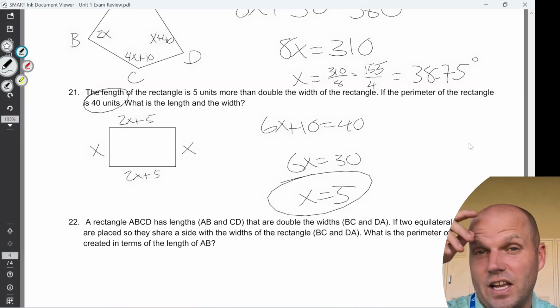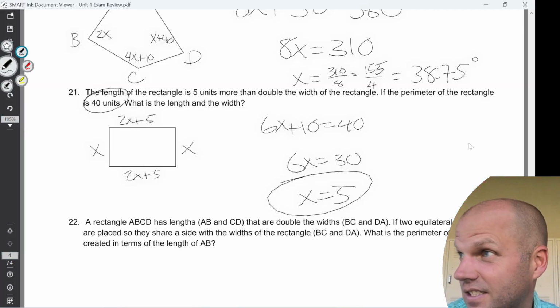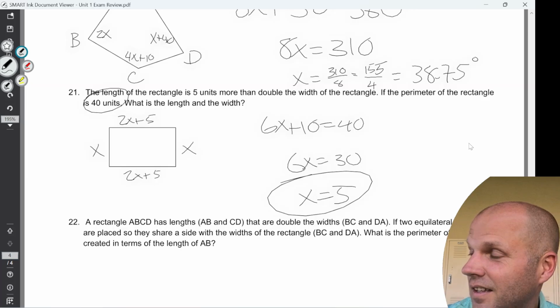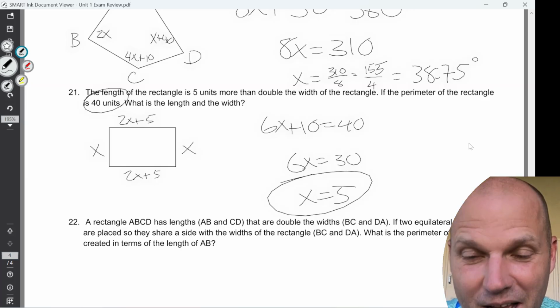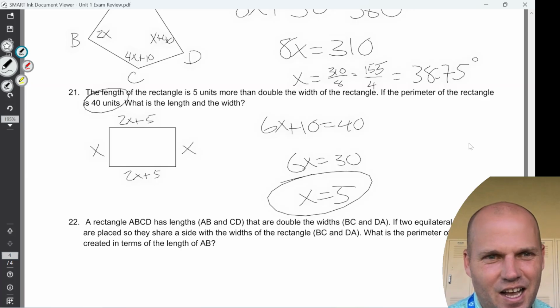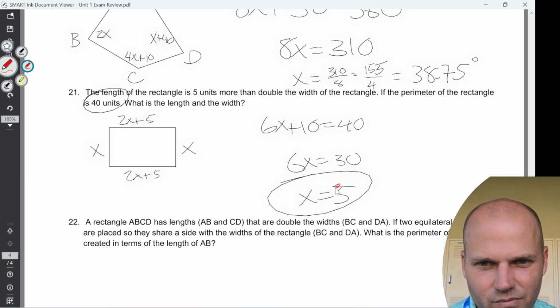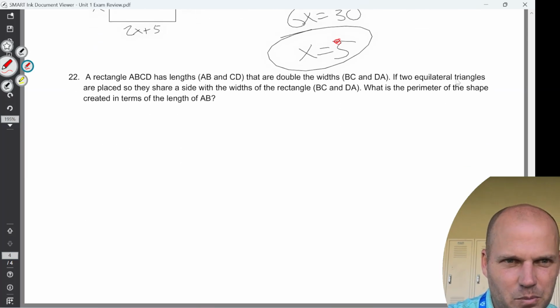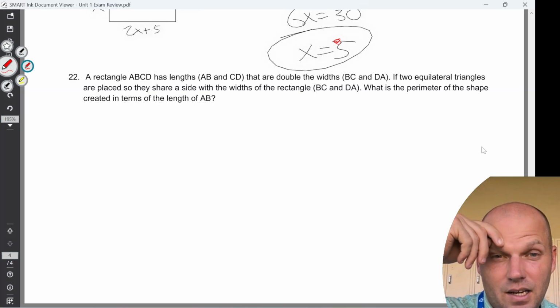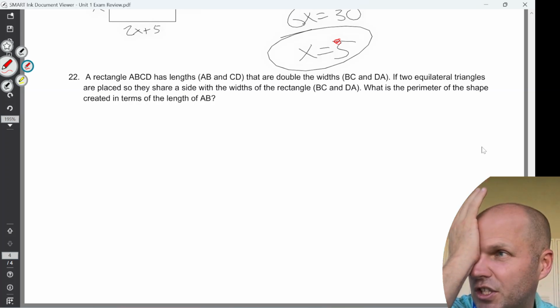I think we're getting all the 5s out of the way, and you won't have any 5s on the test. I don't want to say that, though, because you might have a bunch of 5s on the test. So the length is 5, the width is 15. I created all these questions, so blame me.